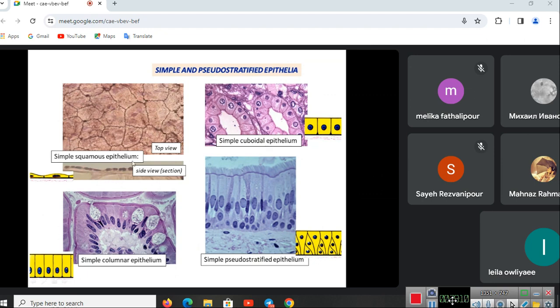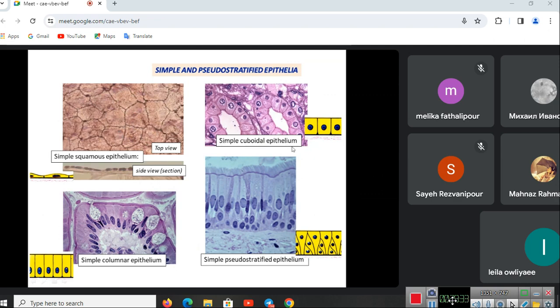If we look at this epithelium from the top, here is the top view of the same epithelium, we will see the shape of the cells. So here you can see the border between the cells, and you can see that the cells have a regular shape. Each cell has its nucleus inside it.